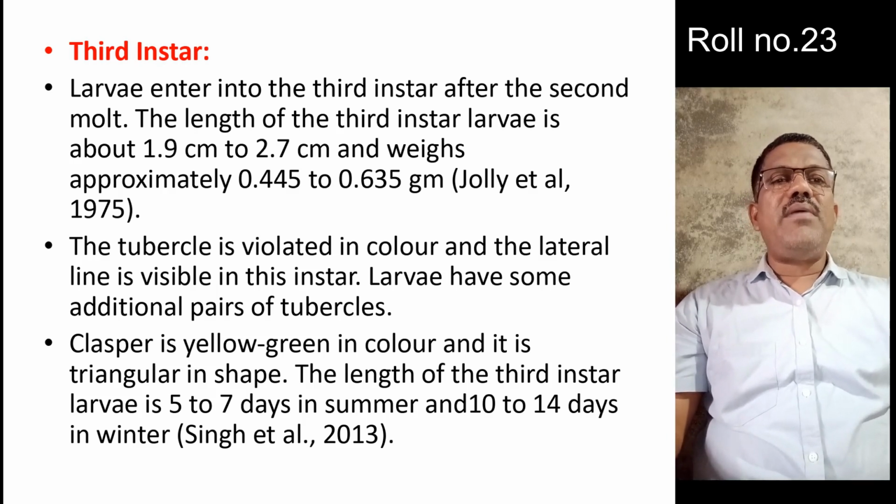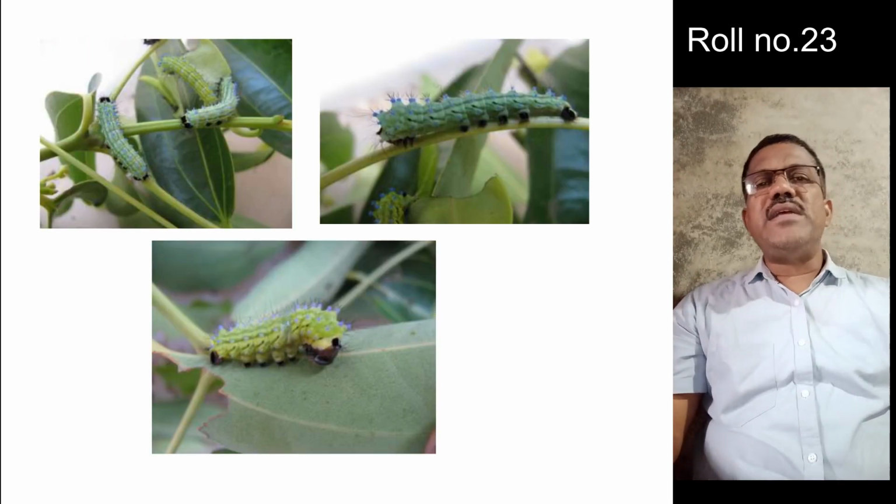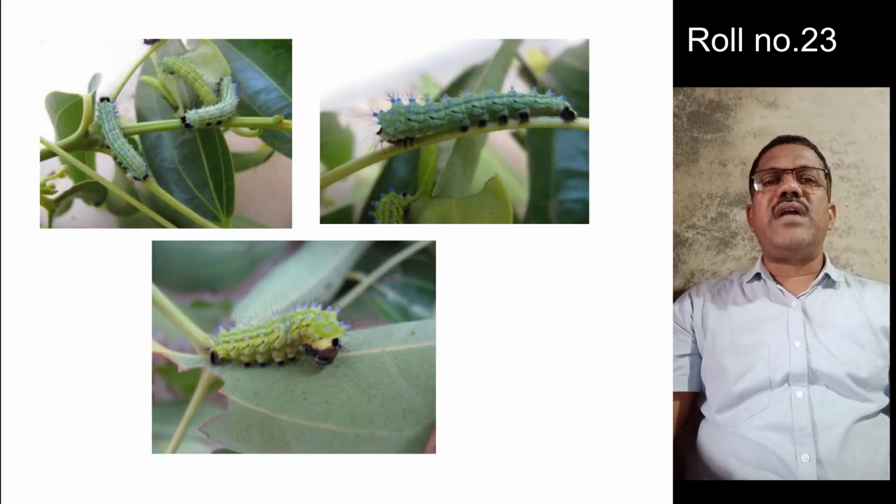The larvae have some additional pairs of tubercles. The clasper is yellowish green in color and it is triangular in shape. The duration of the third instar larva is 5 to 7 days in the summer and 10 to 14 days in winter. After the third instar passes, the fourth instar is developed.